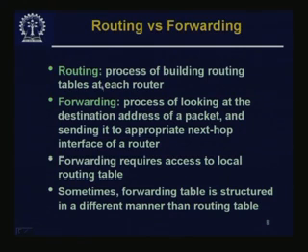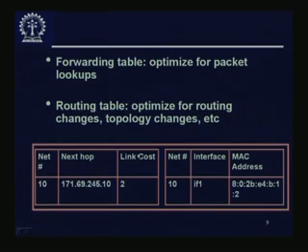For the time being, we take it that the routing and forwarding is taking place at the same place, and the routing table itself is being used for forwarding, although that may not always be the case. Forwarding requires access to the local routing table. Sometimes the forwarding table is structured in a different manner than the routing table. The forwarding table is just optimized for packet lookups, while the routing table is optimized for routing changes, topology changes, etc.